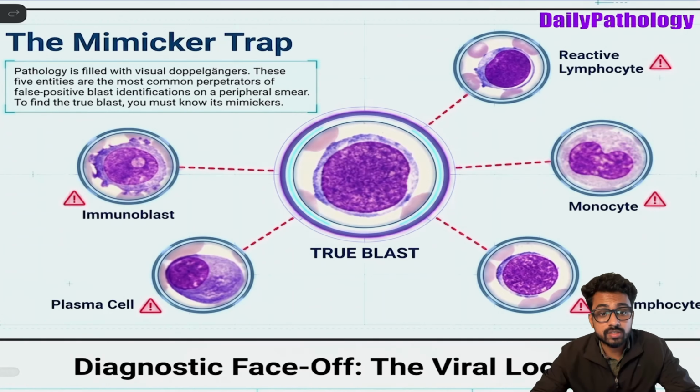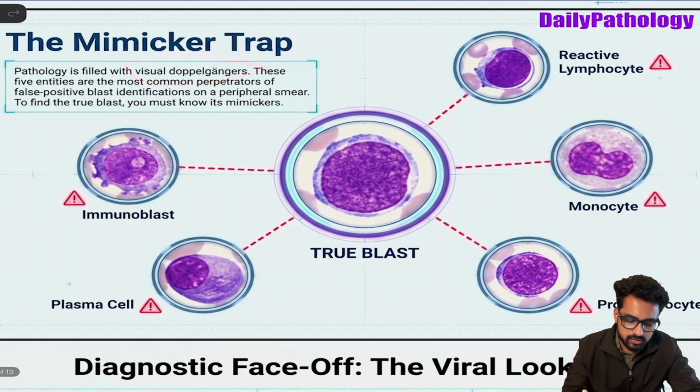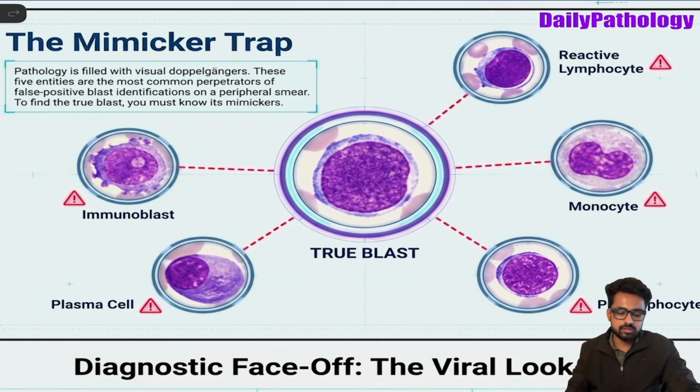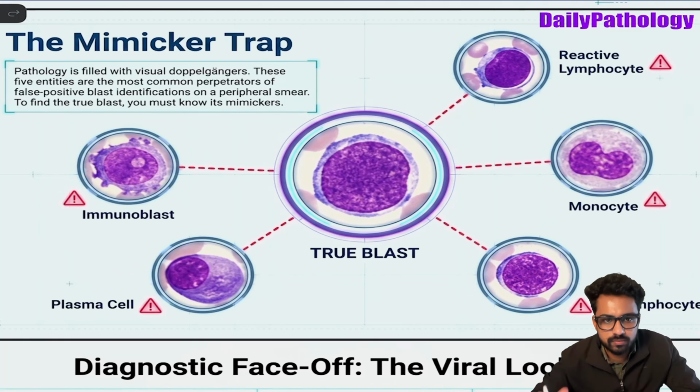So let's see what the mimicker traps are that will confuse you as to whether it is a blast or not a blast. Pathology is filled with visual doppelgangers. These five entities are the most common mimickers that cause false positive blast identification on peripheral smear. And to find the true blast, you must know these mimickers first. The most common is the reactive lymphocyte, then monocyte, prolymphocyte, plasma cell, and immunoblast. We will see them one by one.